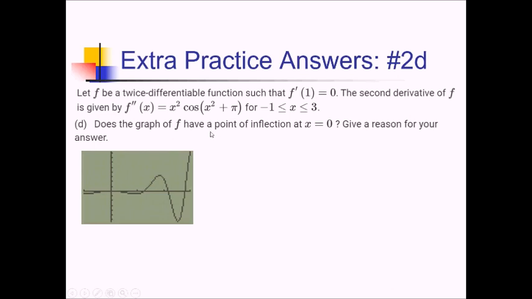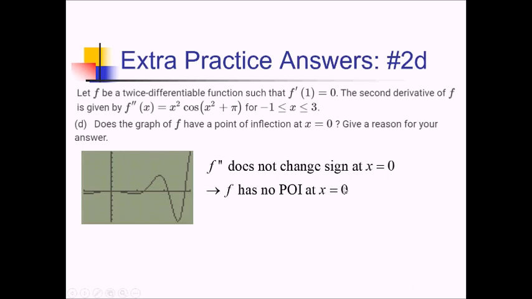And for a point of inflection to happen, f double prime needs to have a sign change at x equals 0. Looking at the graph here, before we get to x equals 0, f double prime is negative, and it's also negative after. It just bounces off the x-axis at that spot. So because f double prime does not change sign at x equals 0, therefore we know that f does not have a point of inflection at x equals 0.